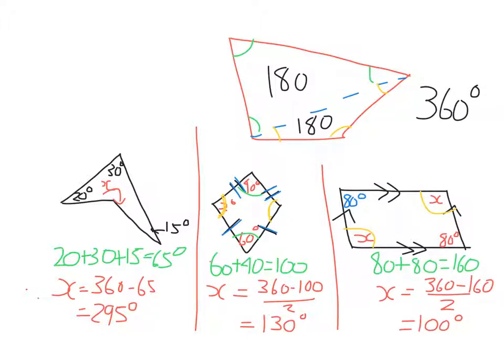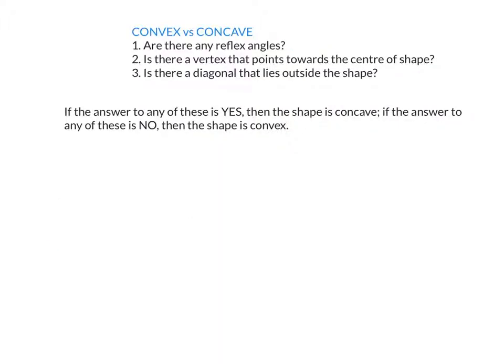So the very last thing I need to go over in this video, and I promise I'll be quick, is convex versus concave quadrilaterals. Once again, please pause and copy this down if you need. To determine whether a quadrilateral is convex or concave, you just ask any of these questions. Are there any reflex angles? Is there a vertex pointing towards the center of the shape? Or is there a diagonal that lies outside the shape? It turns out the answer will either be yes to all of these or no to all of these. If it's yes, the shape's concave, and if it's no, the shape's convex.